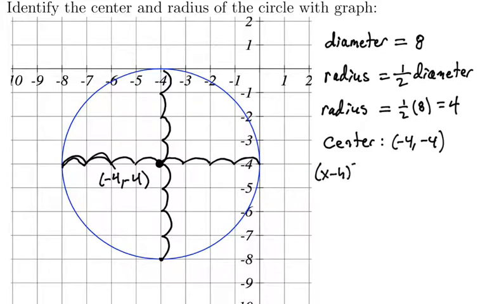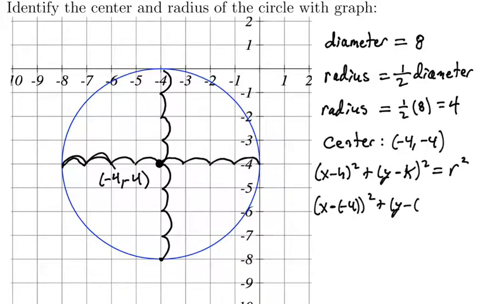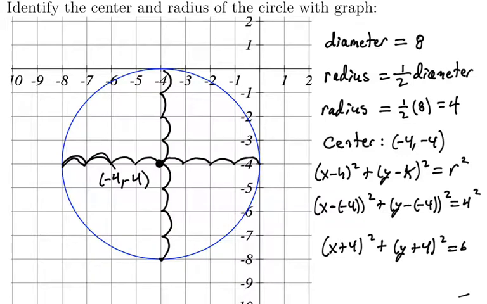So our equation is x minus h quantity squared plus y minus k quantity squared is equal to r squared. So it's going to be x minus -4 quantity squared plus y minus -4 quantity squared. And that's going to be equal to, it should be 4 squared. Okay. So we get x plus 4 squared plus y plus 4 squared, and that should be equal to 16.